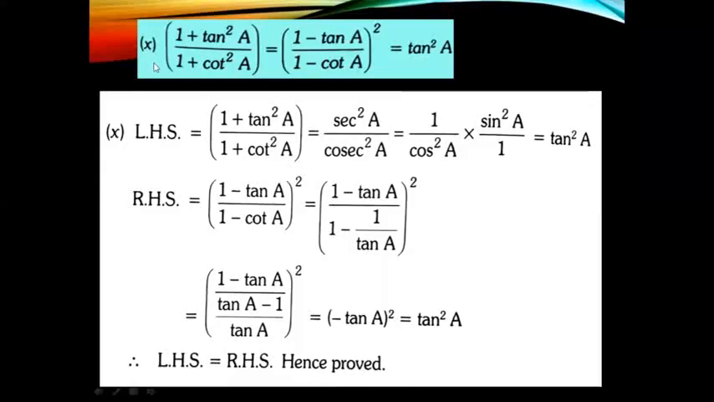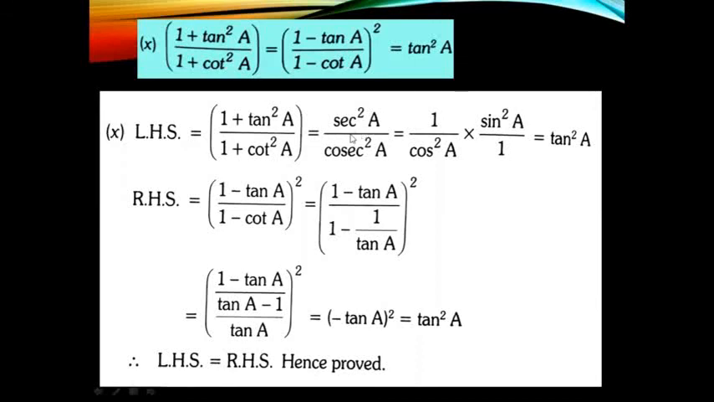Now we have this 10th part. Show that 1 plus tan square A divided by 1 plus cot square A is equal to 1 minus tan A divided by 1 minus cot A whole square, which is equal to tan square A. Now we have the left hand side first here. 1 plus tan square A by 1 plus cot square A.